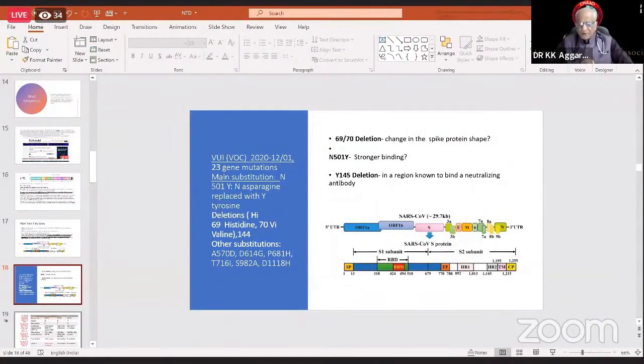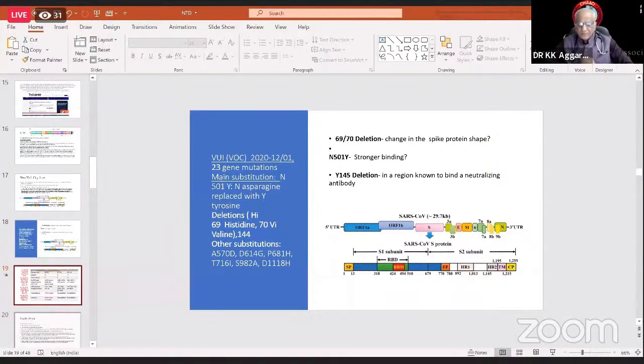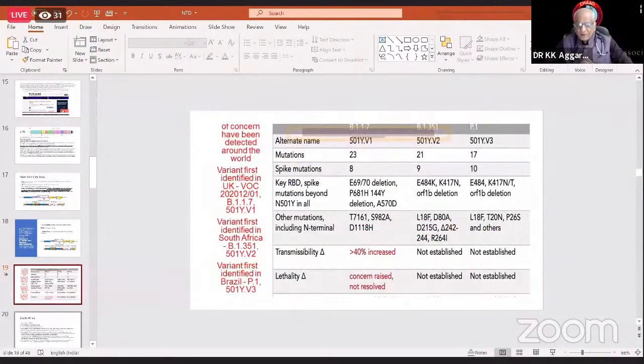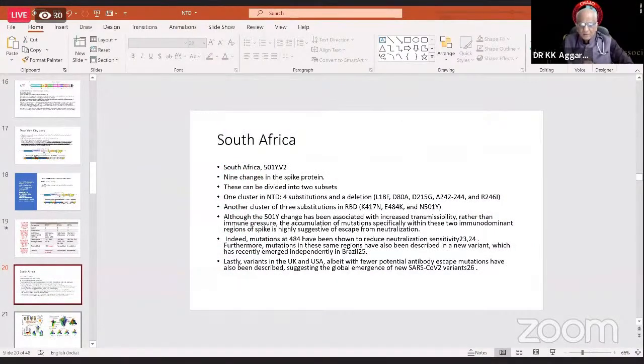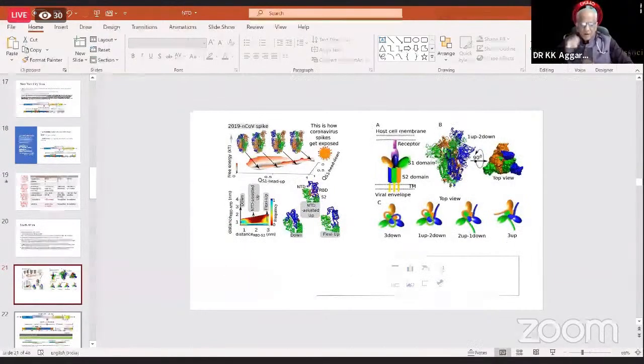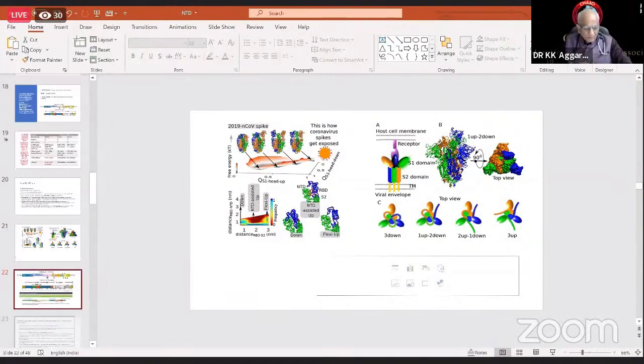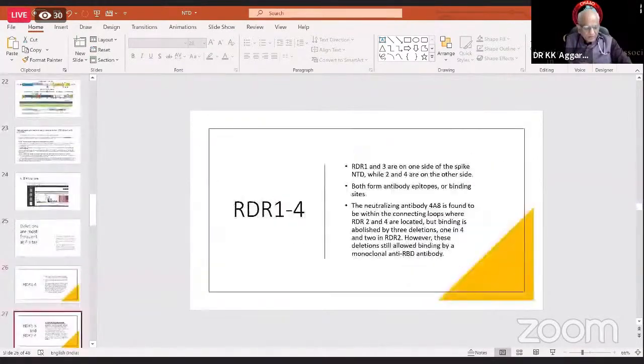This is what I talked about in the UK: two NTD deletions, 69, 70, and 145. And this talks about South Africa, where there is a deletion of 242 to 244. In South Africa, we have already seen one cluster in NTD, with lots of changes occurring in NTD.